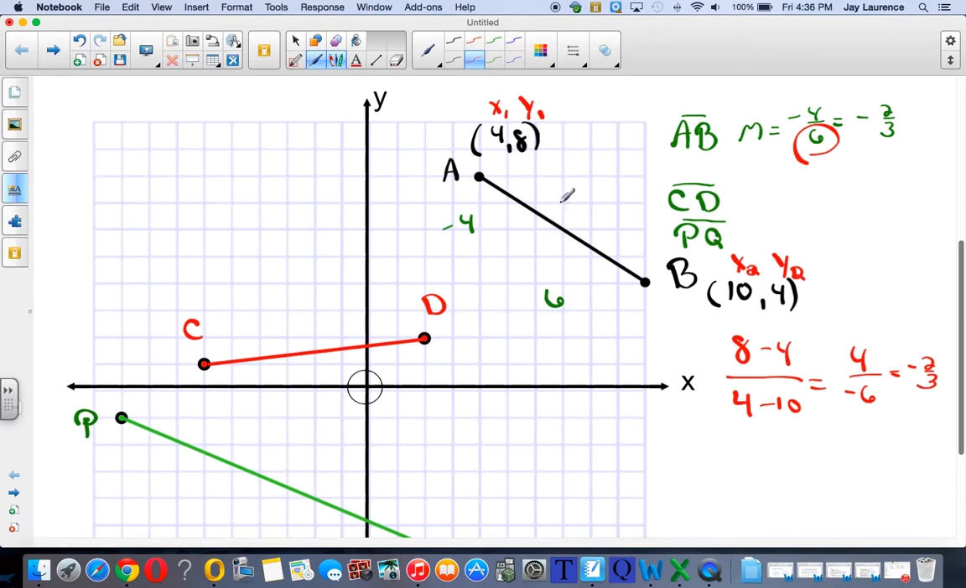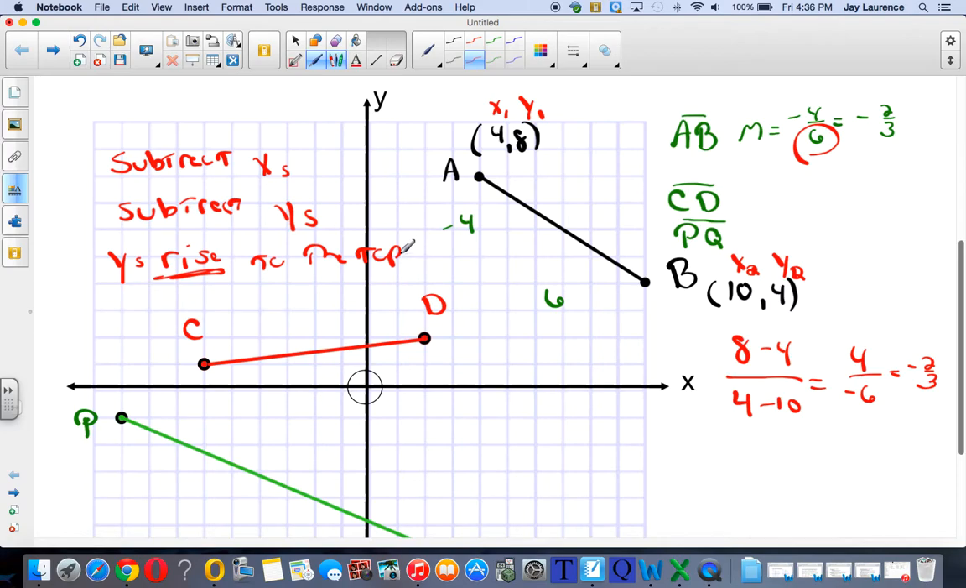Okay, so to find slope when given 2 points, you can subtract the x's, then you subtract the y's. You've got to be consistent. If you start with point A, you've got to stick with point A for the y part, and then the y's rise to the top. Yeah. So you subtract the x's, subtract the y's, and the y's rise to the top.